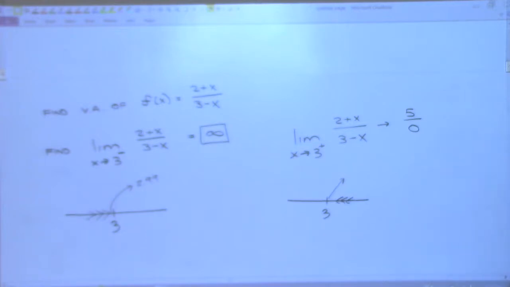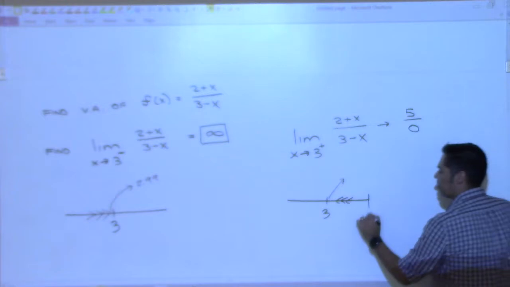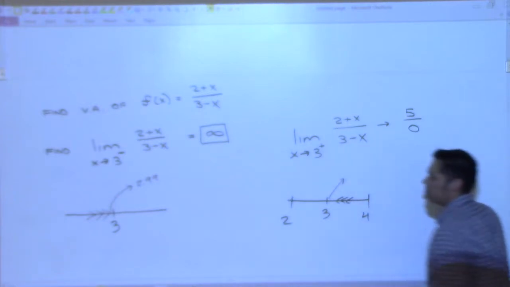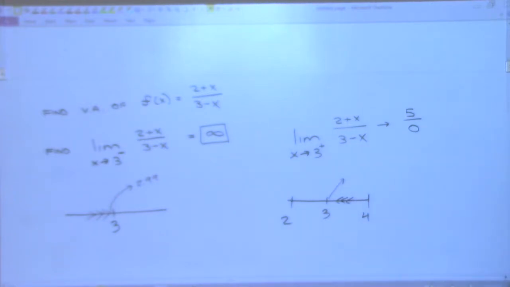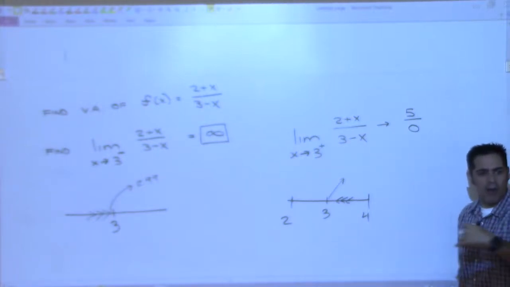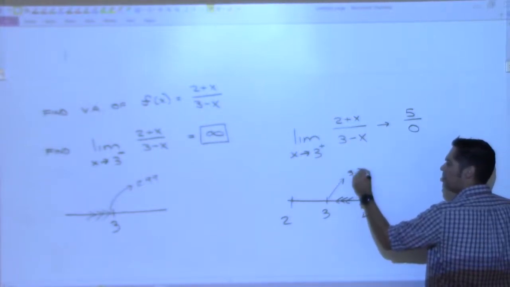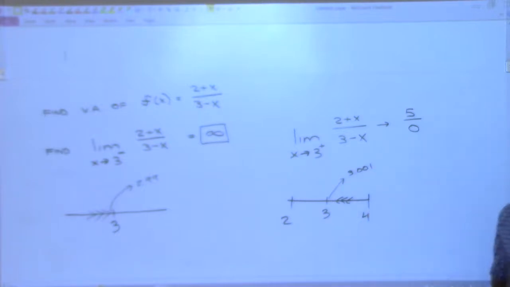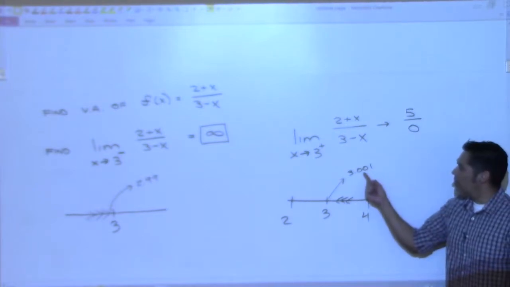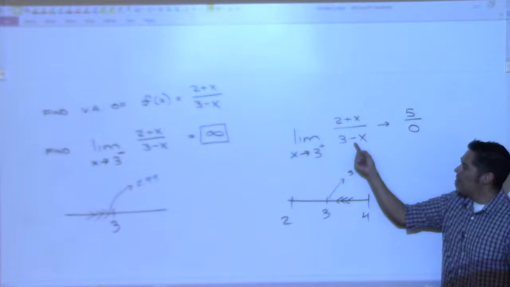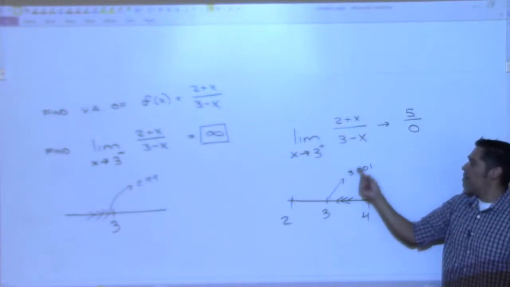Okay, which side of 3 are you on, though? See, here's 4, right? And here's 2. So 3.1, 3.01. No, it's okay. This is where I want you to think through it, right? So 3.0. Let's go 3.001. Let's go to that one. That's pretty close to 3, right? Okay. So Brian, if I plug that number into here, then 3 take away 3.001.